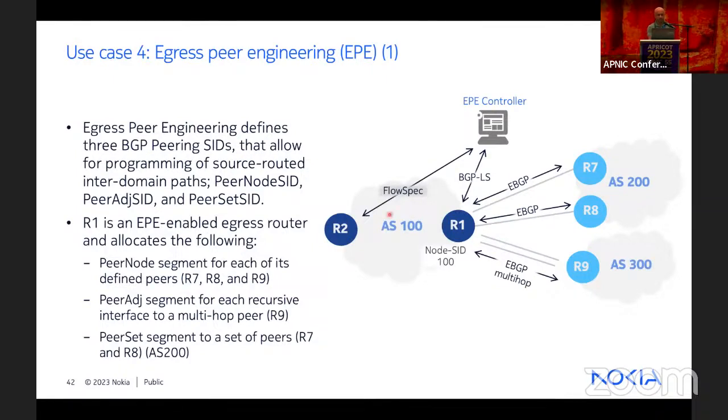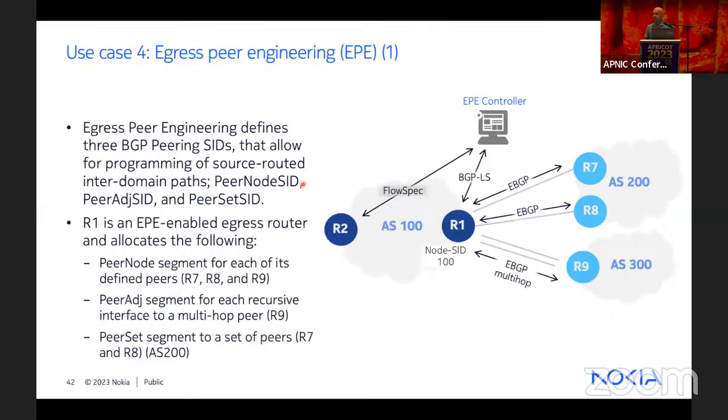So the first one is a peer node SID. This is a SID that is associated with a BGP peer node, right? So a SID that identifies a BGP peer. We also have peer adjacency SIDs. The difference here is a little bit more subtle. This is identifying a specific link to a BGP peer. Think about a multi-hop eBGP peering, where you could have multiple links to your BGP peer, but you're still peering with the one BGP peer at the end of it, right?